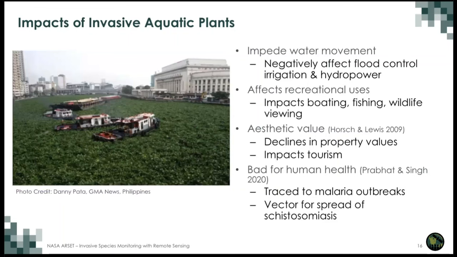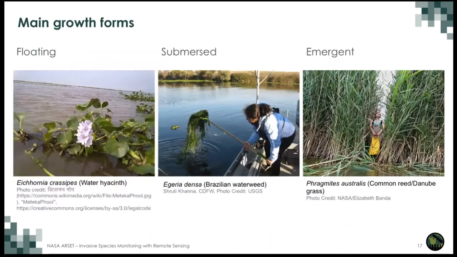And finally, and perhaps most alarmingly for us, is they've been demonstrated to be bad for human health. And these outbreaks of aquatic invasive plants have also been traced to malaria outbreaks and have been documented as a concerning vector of spread for schistosomiasis.